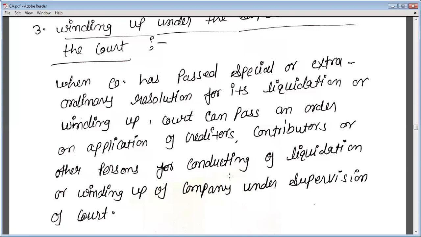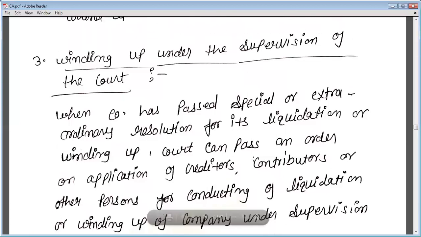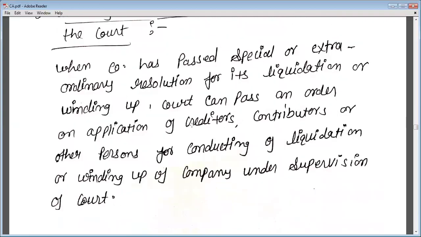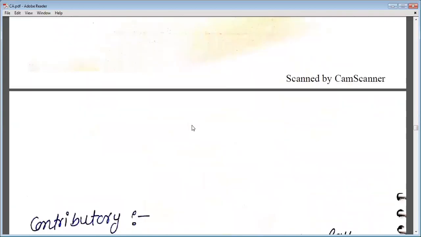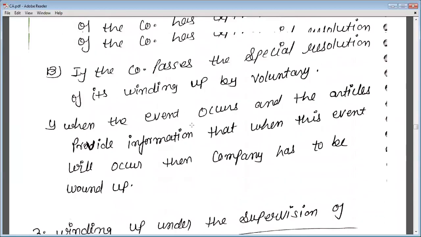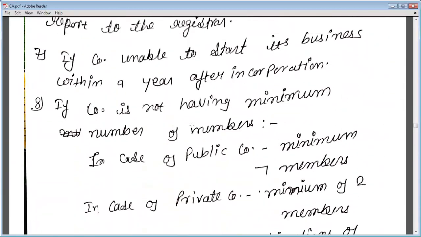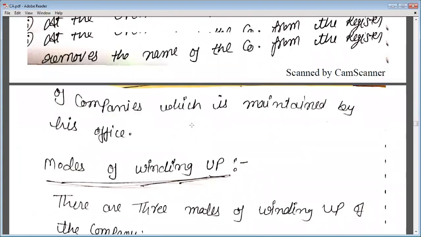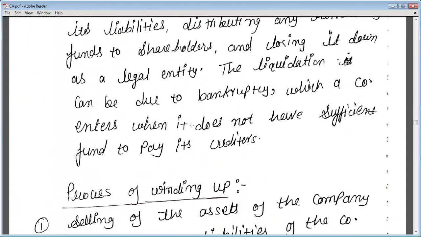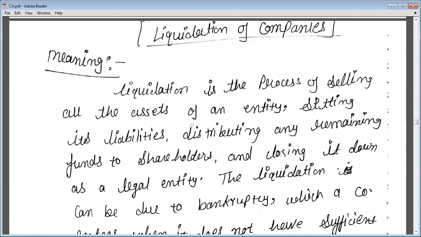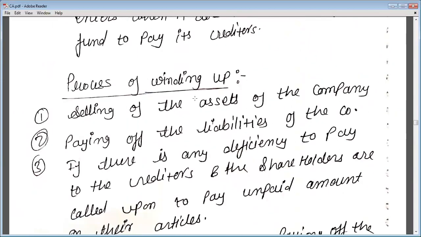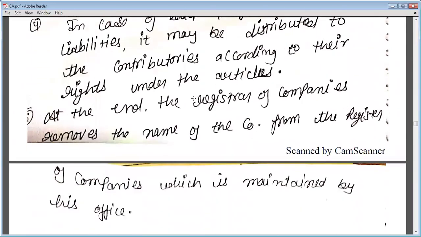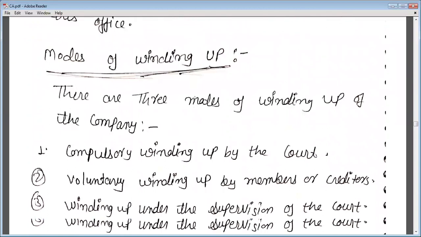Okay, so in that case this will be called the winding up under the supervision of the court. Okay, so this is the basic of liquidation, that there are three types of mode in which you can wind up your company or liquidate your company. Okay, and the meaning of liquidation and the process of liquidation we have discussed. In the next lecture we will discuss some more provisions or some more items from liquidation.